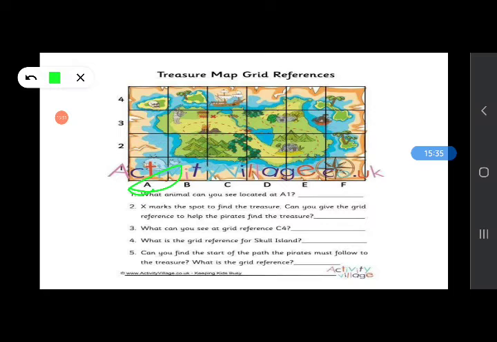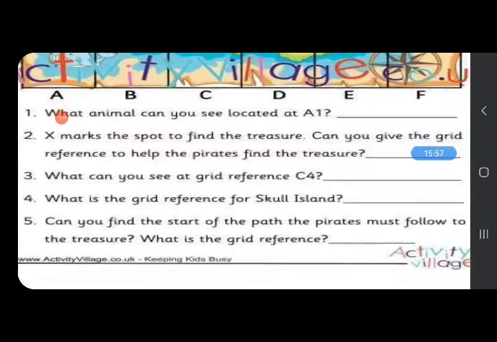Next is, X marks the spot to find the treasure. Can you give the grid reference to help the pirates find the treasure? So this is the X spot. So the grid reference is C and 3. Okay, similarly you can answer all the questions. Read the questions and answer them.